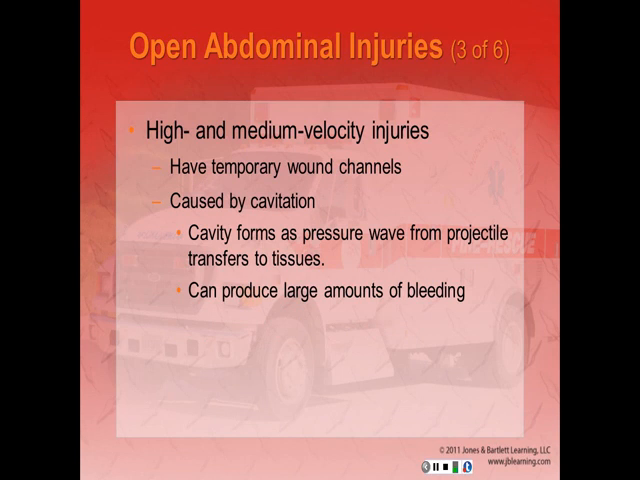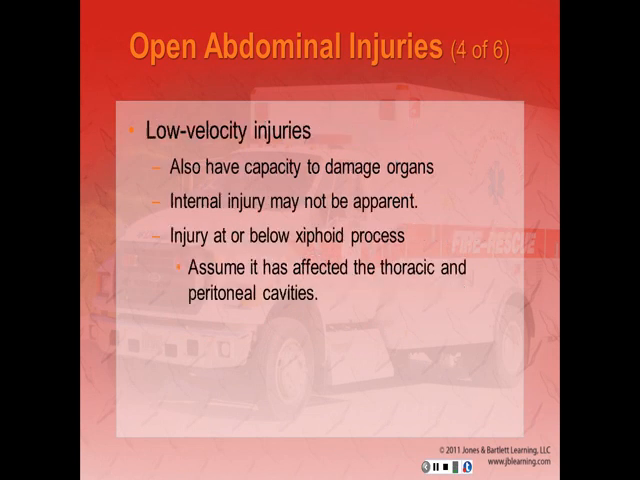Cavitation happens when a cavity forms as the pressure wave from the projectile is transferred to the tissues. This causes microscopic tears to the blood vessels and the nerves, and it can produce a large amount of bleeding. The higher the velocity of the projectile, the larger the cavity it produces. Low velocity penetrations also have the capacity to damage underlying organs.